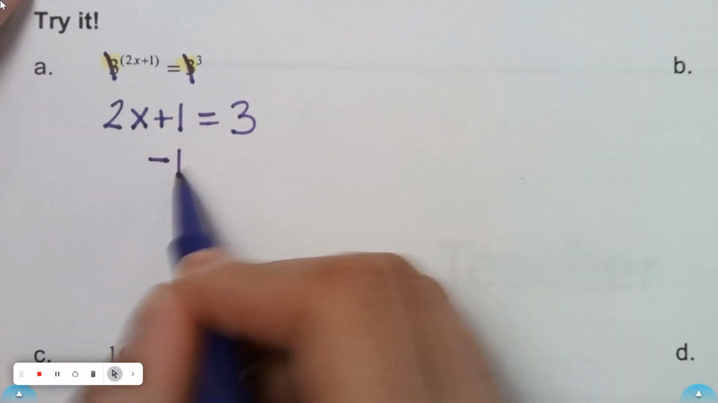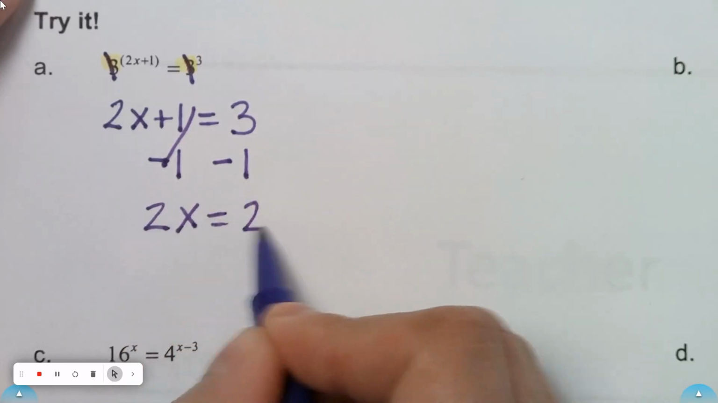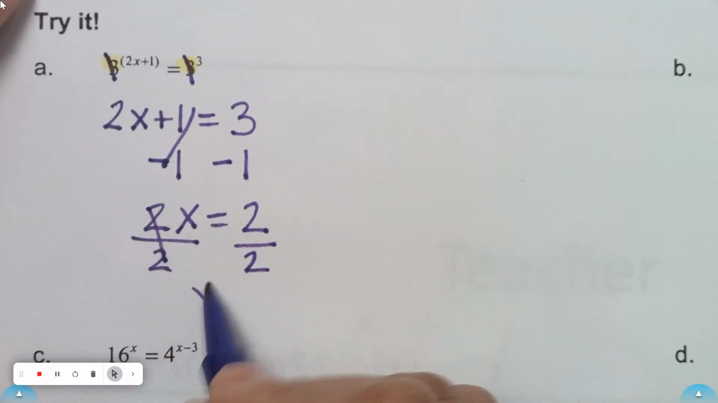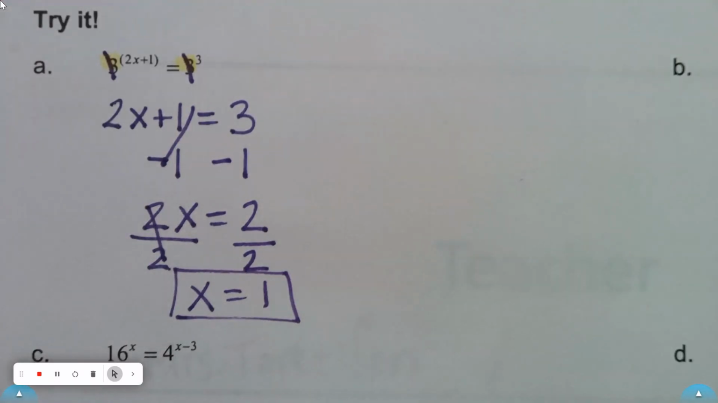So I'll subtract the 1. 2x equals 2. Divide by 2. X is 1. It's just the situations where the bases don't match where it gets a little bit trickier.